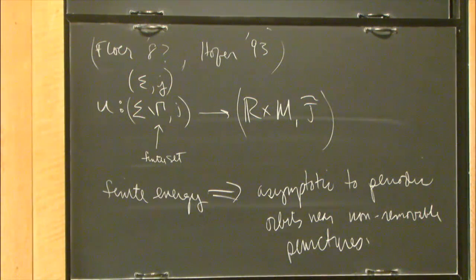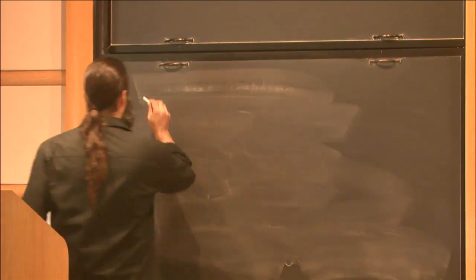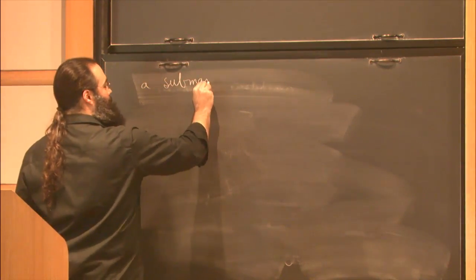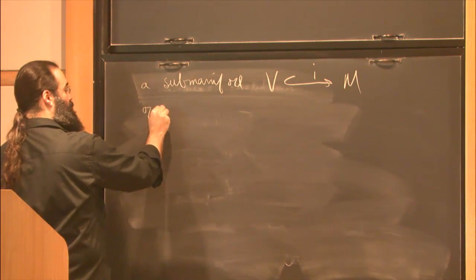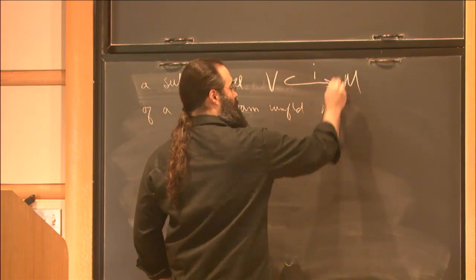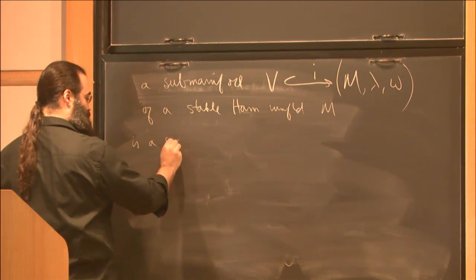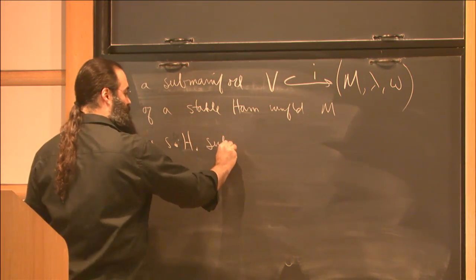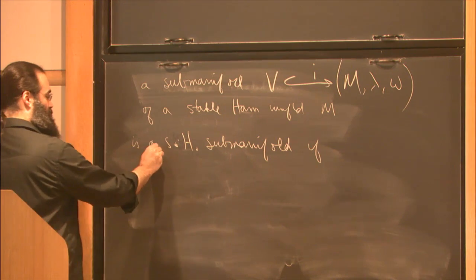So now I want to get into talking about these hypersurfaces, or not hypersurfaces, these submanifolds I'm interested in studying. So we'll say a submanifold V of a stable Hamiltonian manifold M, where M is equipped with that lambda and omega, is a stable Hamiltonian submanifold if, I haven't finalized my notation here, maybe I want to call this a strong one.